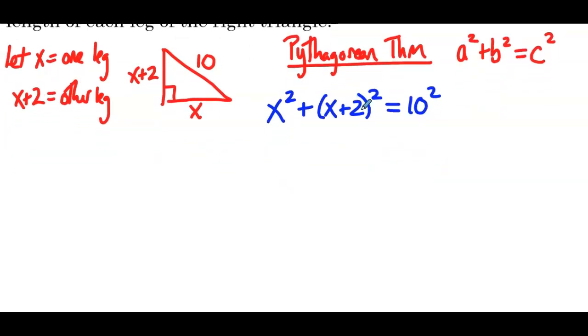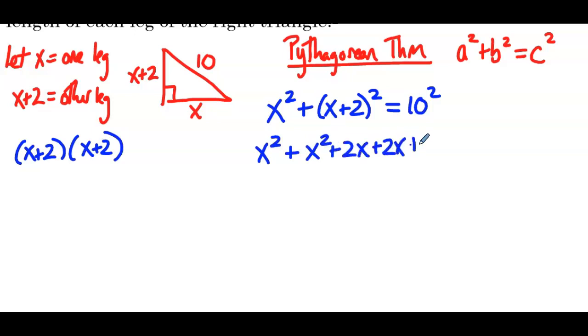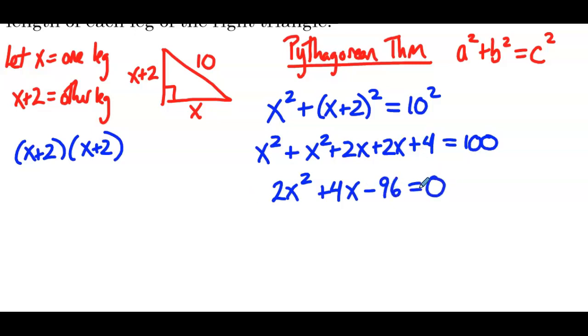Now, careful with the (x plus 2) squared. As a reminder, off to the side, that's (x plus 2) times (x plus 2). So we're going to have x squared plus 2x plus 2x plus 4 equals 100. We do have a quadratic equation, so we'll combine our like terms. So 2x squared plus 4x, and I'll move the 100 over, so minus 96 equals 0. Notice that there's a greatest common factor of 2, so x squared plus 2x minus 48 equals 0.